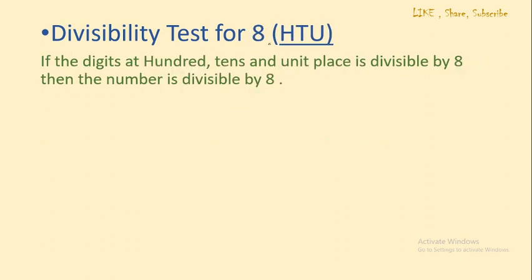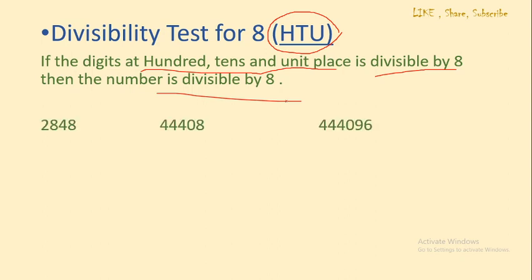Divisibility test for 8. For 8, I have written HTU. You can see that for 2 it was only U, for 4 it was TU, and for 8 it is HTU. So if the digits at the hundreds, tens and unit place are divisible by 8, then the number is divisible by 8. So hundreds, tens and unit. If these three digits form a number that is divisible, then the whole number is going to be divisible by 8.